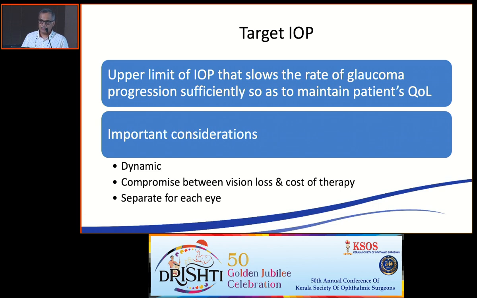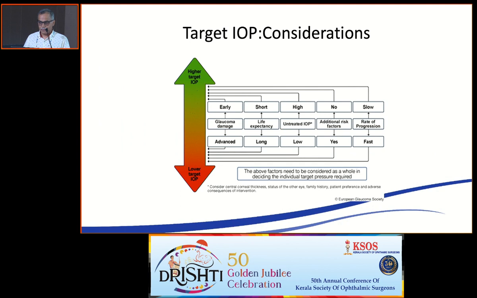So if you feel that the IOP is not low enough, the patient is progressing, then you may have to lower the target. If you feel that the patient is having complications and the glaucoma is not progressing as much, then probably you can maybe even raise the target. It's always a compromise between the visual loss and the cost of therapy. Now, everything I've been mentioning has been taking the glaucoma patient as a whole. Target IOP is separate for each eye. It's not the patient's target IOP, it's the eye's target IOP.